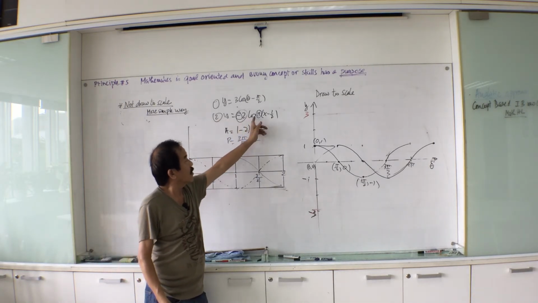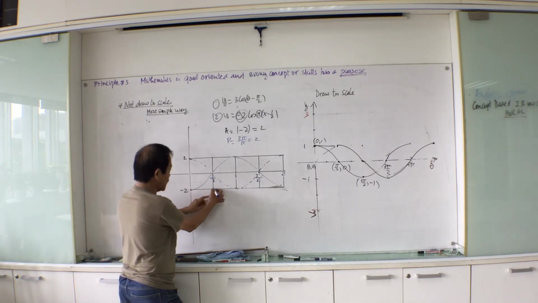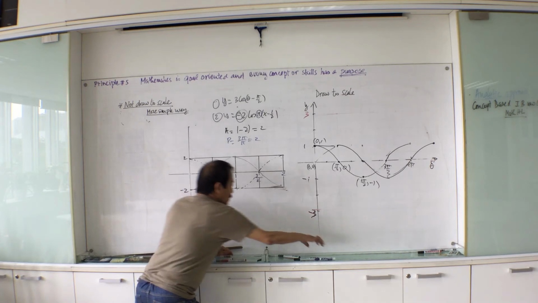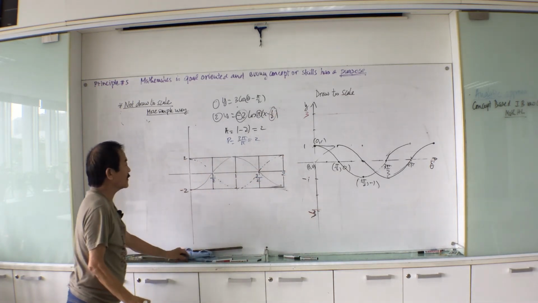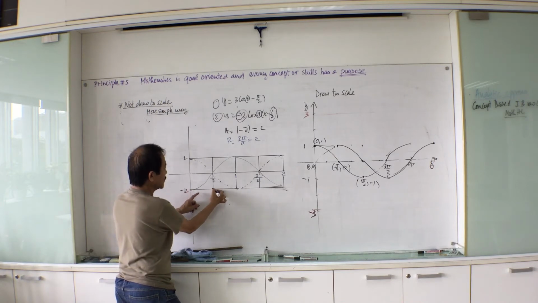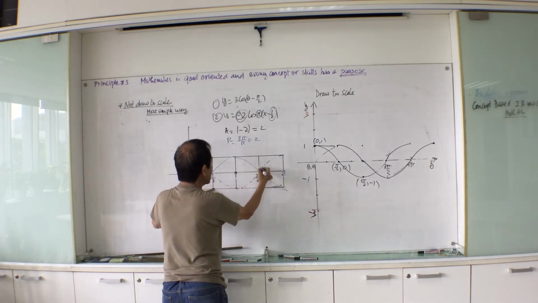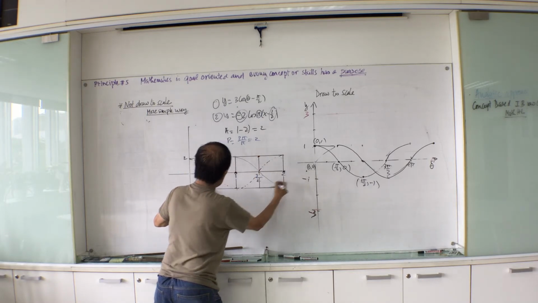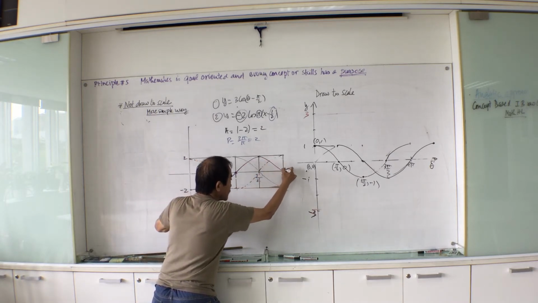Now I want to move the whole thing to the right pi over 2. So this point moves to here. The final move is this point here. So I take pi over 2 and move to the right. So this point here moves to here, this point here moves to here, and this point here moves to here, and this one moves to here. So my graph becomes like this, like this, like this, like this.